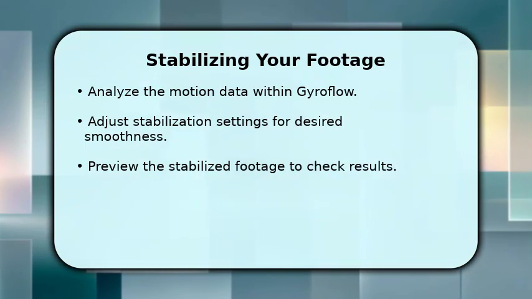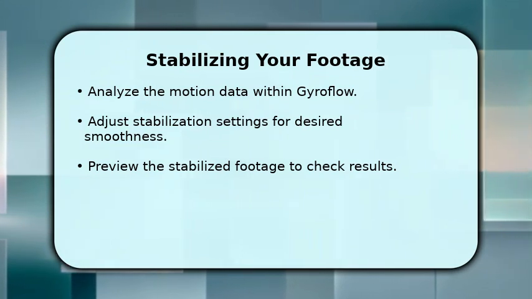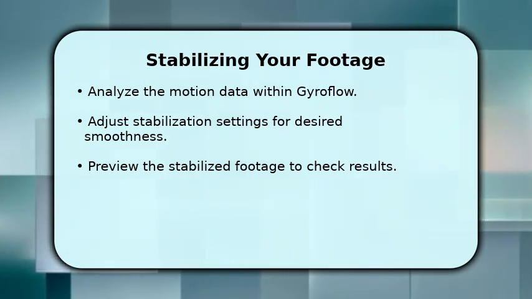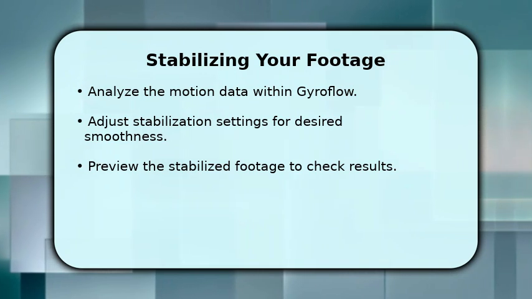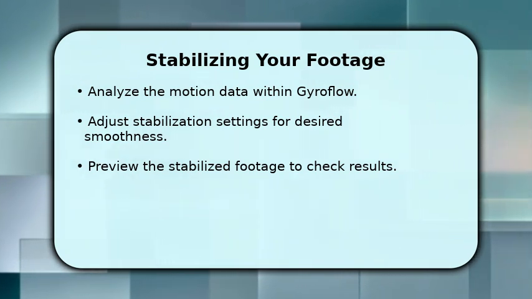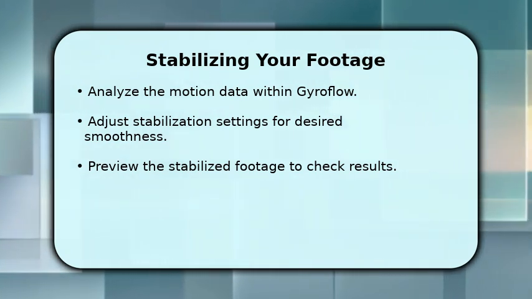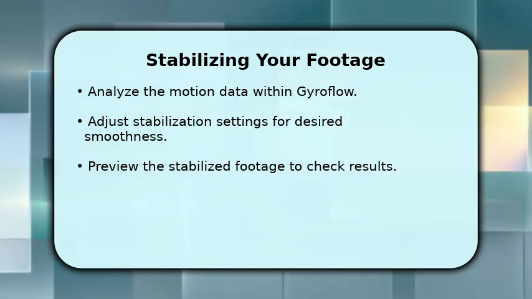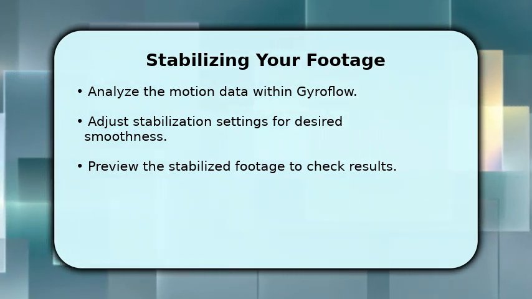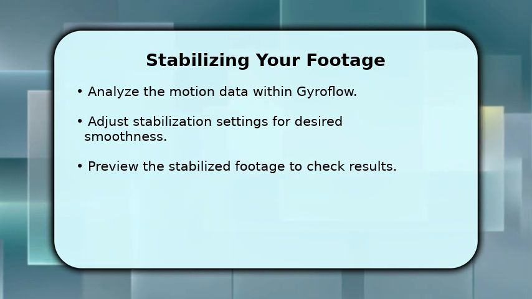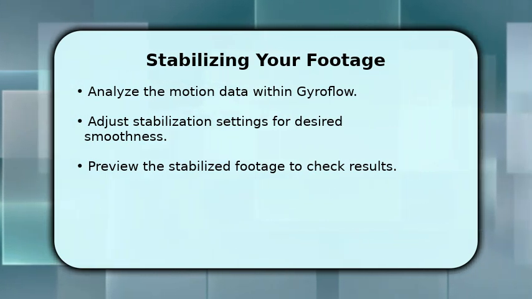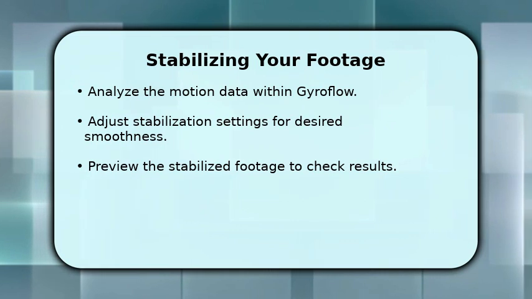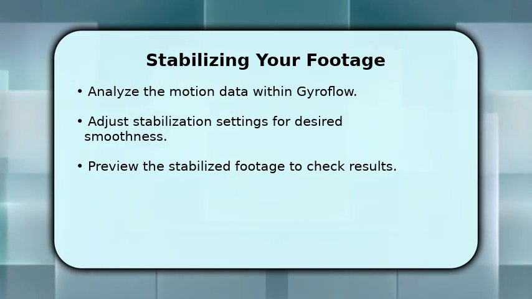Once your footage is loaded, GyroFlow will analyze the embedded motion data. You can then fine-tune the stabilization settings to achieve your desired level of smoothness. Experiment with different parameters like smoothness and cropping to get the perfect look. Always preview the stabilized footage to ensure it meets your expectations before moving on. After that, export the stabilized video as a new file.